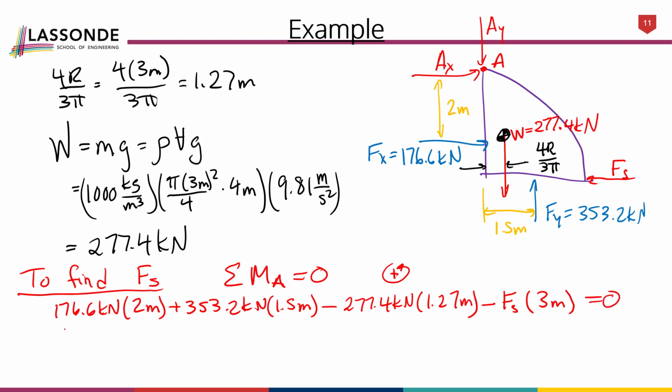Okay, so we have an equation here with one unknown in it. We can simplify and solve this, and we get the force from the spring is 177 kilonewtons. And there's our answer there.